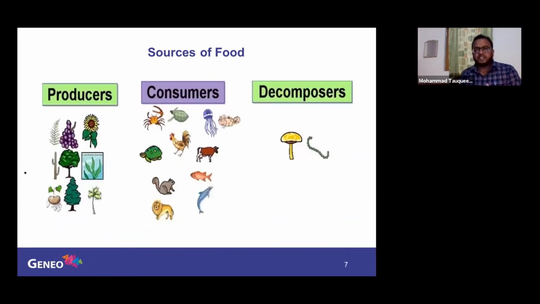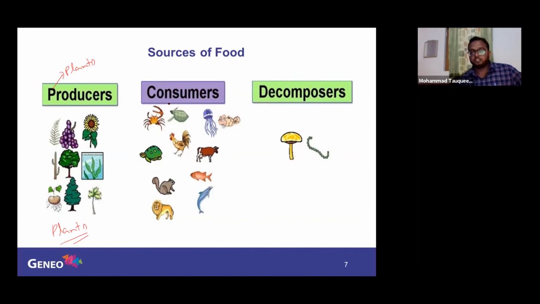These are some pictures I have included so that you will be able to learn the examples of producer, consumer, and decomposer. I will explain for you also. See, they are producers. In producers, I have shown all types of plants. Mostly plants are there, because plants derive their food on their own. So remember, P for plant. It means plants are producers.